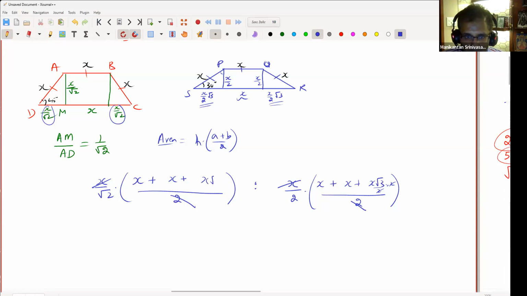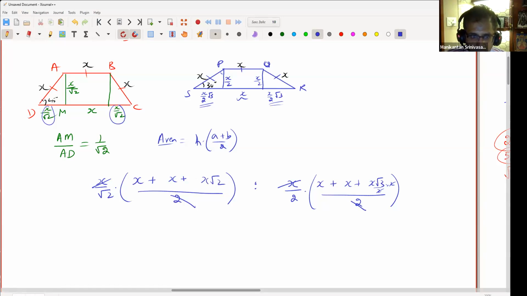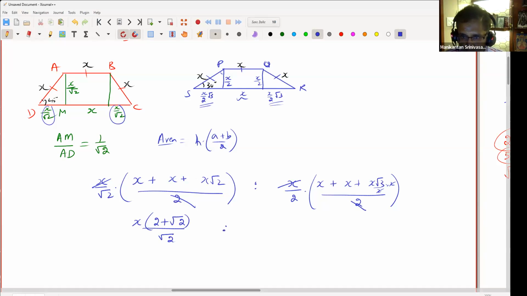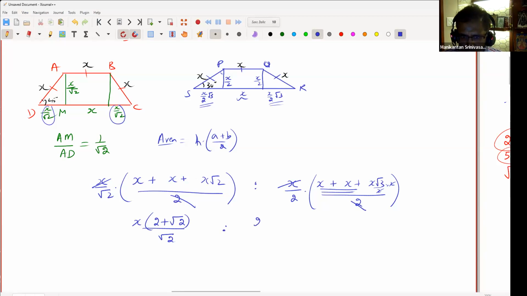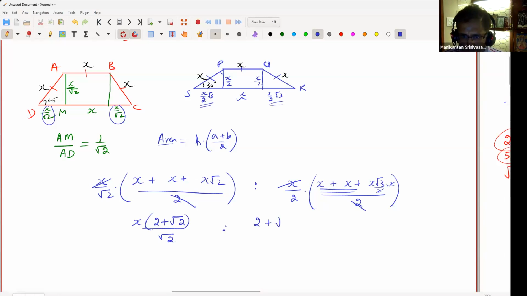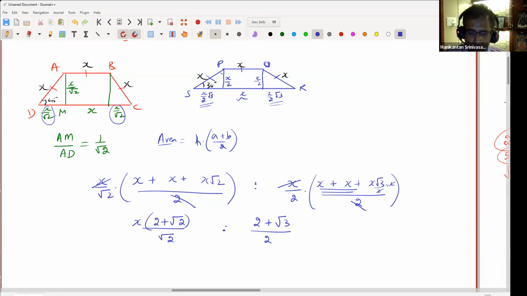So ultimately, how many x's do I have here? I have x times 2 plus root 2, upon root 2. And here I have, how many x's do I have? I have 2 plus root 3, I think, right? 2 plus root 3. If I'm doing some silly mistake, please call out, guys. I'm doing this also now with you. I could be doing mistakes as well. Okay, upon 2. This is x, right? X also gets cancelled. This also has x. So the final ratio is this.